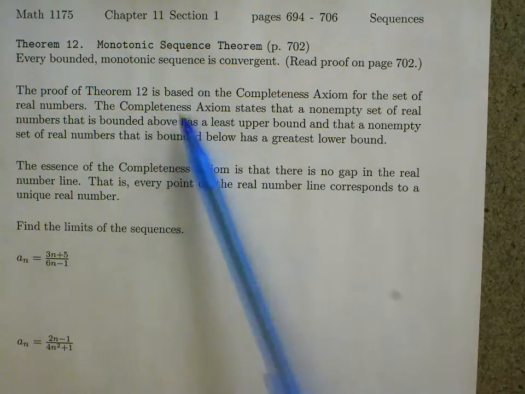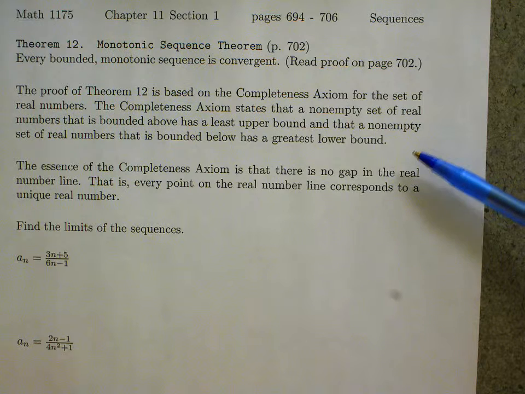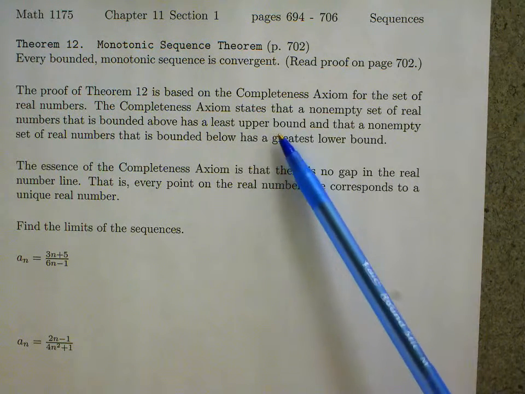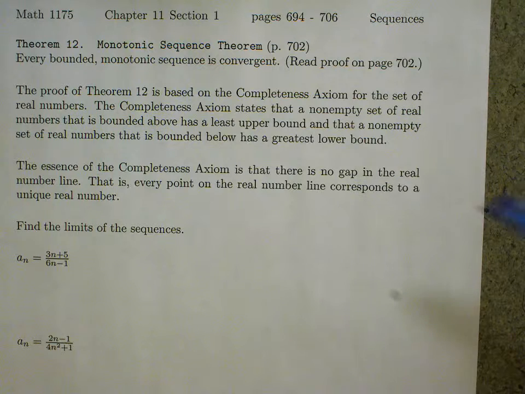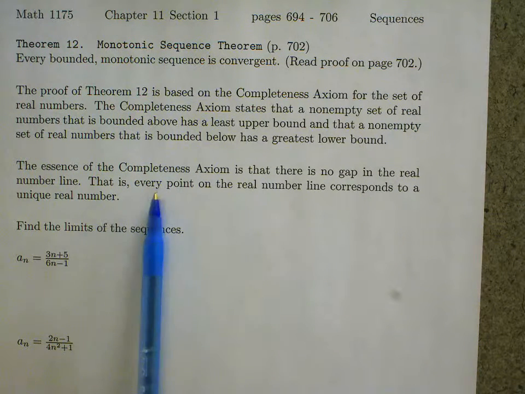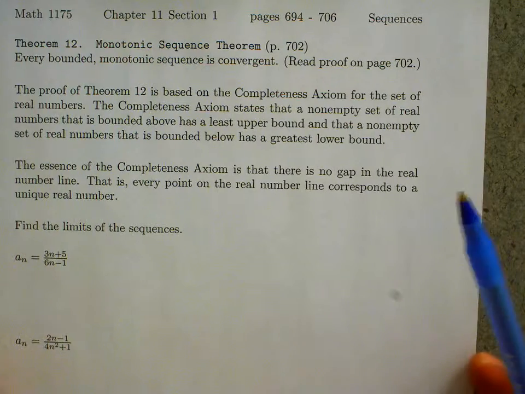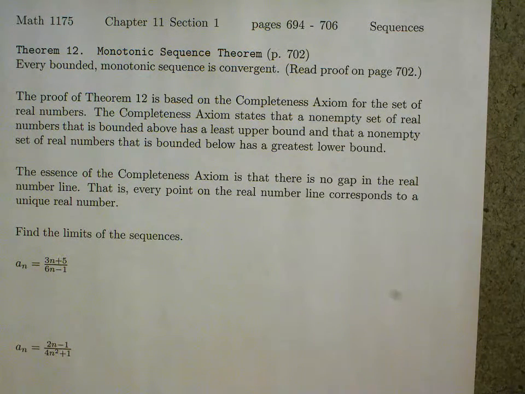The proof of Theorem 12 is based on what is called the Completeness Axiom for the set of real numbers. The Completeness Axiom states that a non-empty set of real numbers that is bounded above has a least upper bound, and that a non-empty set of real numbers that is bounded below has a greatest lower bound. So the essence of this completeness axiom is that there is no gap in the real number line. So that is, every point on the real number line corresponds to a unique real number. Okay, so if there are no gaps, if a sequence is monotonic and, say, bounded above, it has to have a least upper bound, which will be what that monotonic sequence converges to.